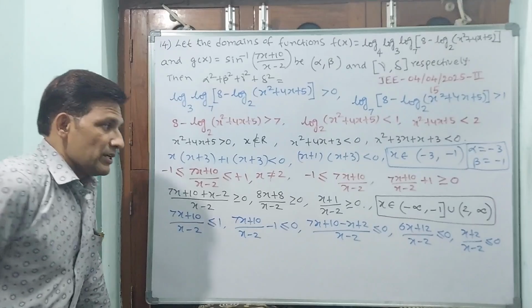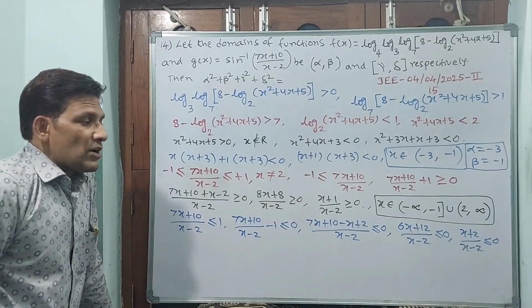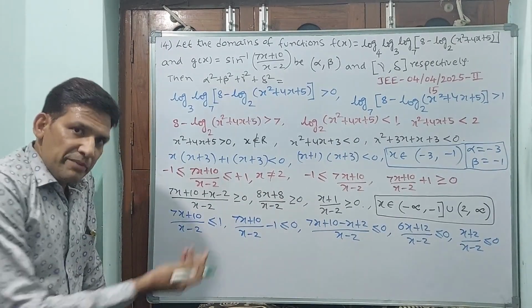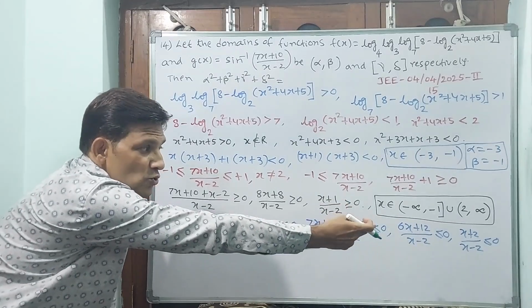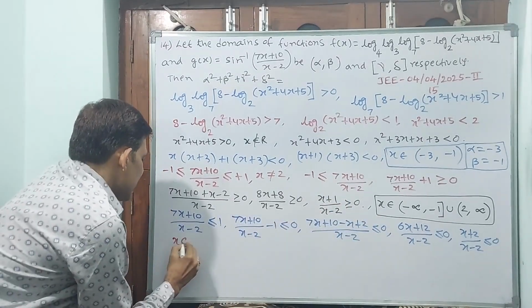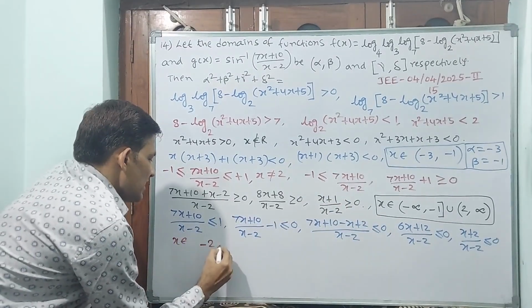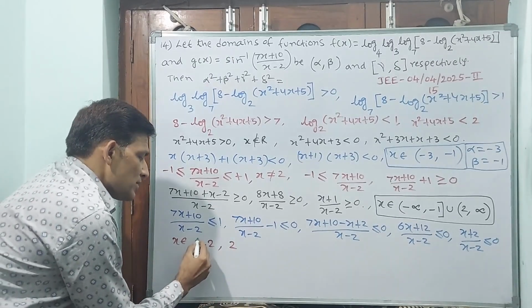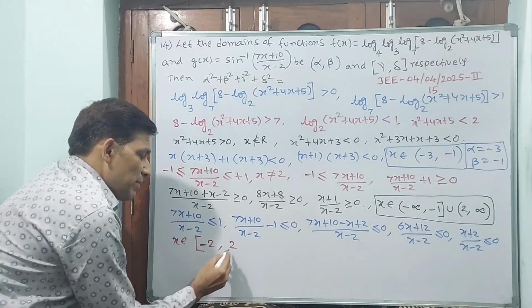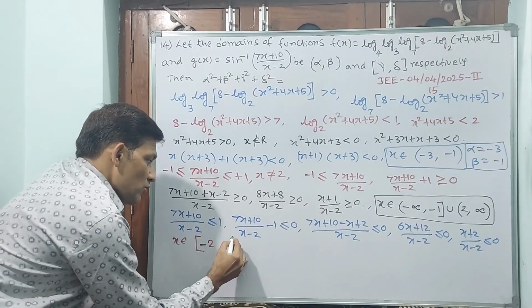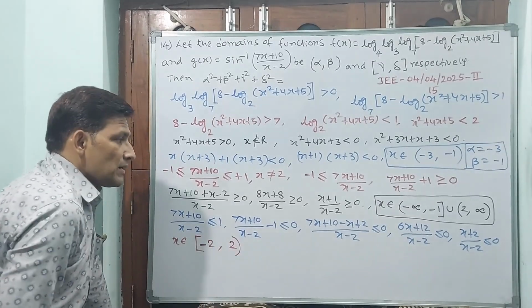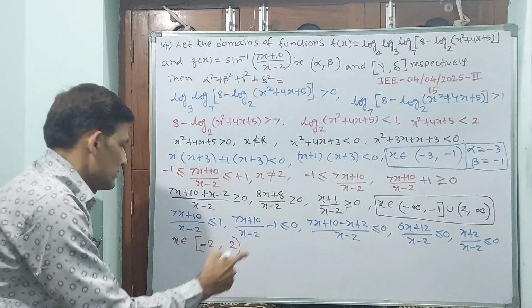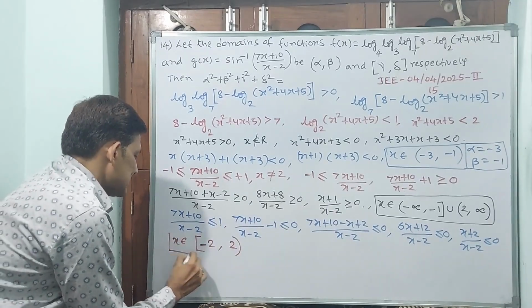Now, if it is less than 0, what can we say? In between, that is, minus 2 to plus 2. That means we shall write x belongs to minus 2 to plus 2. Minus 2, can you give a closed interval? Yes, we can give. Plus 2, can you give a closed interval? No, you have to give an open interval only. 2 you cannot give. This is another one.